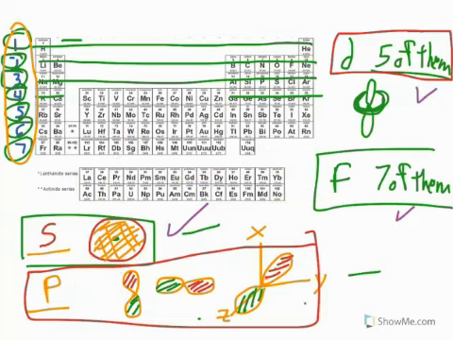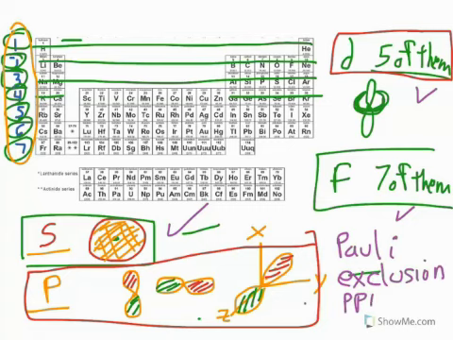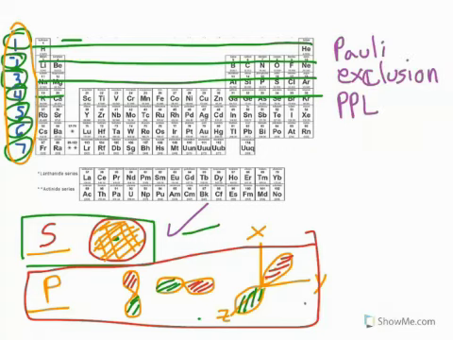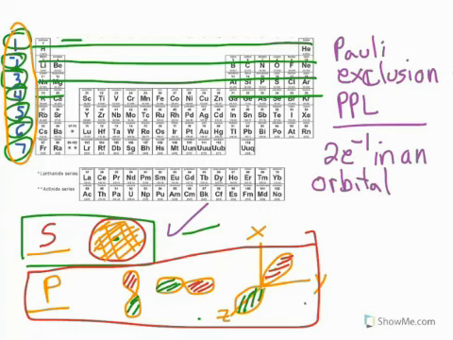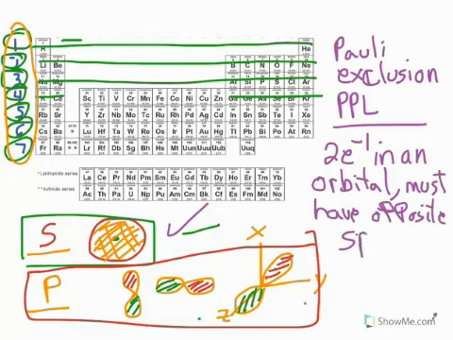And then finally, we have a rule called the Pauli exclusion principle, which states that you can only put 2 electrons in an orbital. In any single orbital, you can only have 2 electrons, and they must have opposite spin. We'll get into the spin thing in the next video.